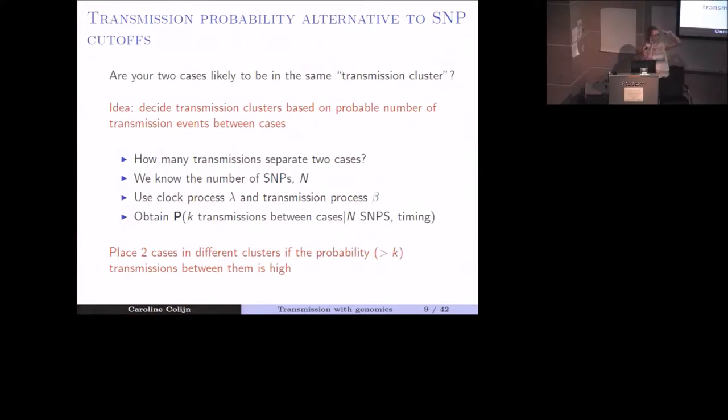So the pathogen's going along through the outbreak, it bounces to a new person, bounces to a new person, bounces to a new person. How long does that take? We think we know something about that by knowing the pathogen: flu, weeks, days; TB, not so much weeks, certainly not days. Okay, so what we do is we obtain a probability that there were K transmissions on the path, given the total evolutionary time between the two sequences, given how many SNPs there were and given these assumptions about what the processes are. And we place two cases in different clusters if the probability that there were more than 10 transmissions between them is high enough. For example, we put them in the same cluster if the probability that there were more than 10 is low enough. Okay, so that's the whole idea.